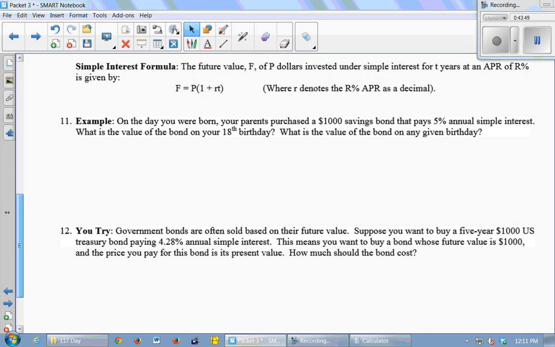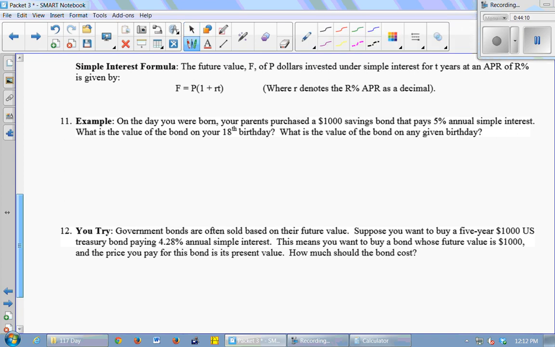So let's do one example before we run out of time here. On the day you were born, your parents purchased a $1,000 savings bond that pays 5% annual simple interest. So every year, you're going to make 5% of $1,000. What is the value of the bond on your 18th birthday?